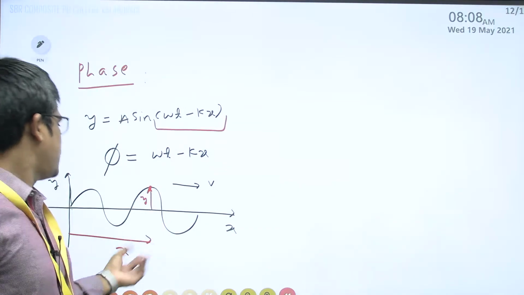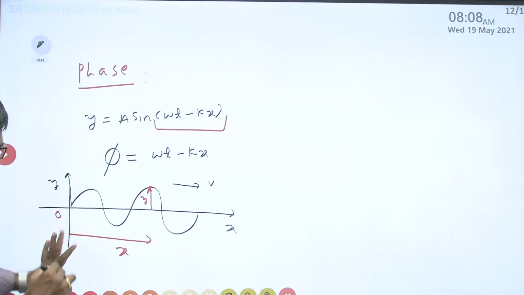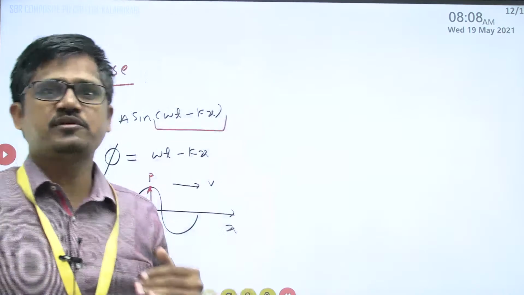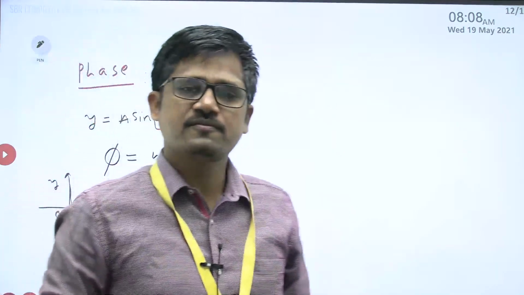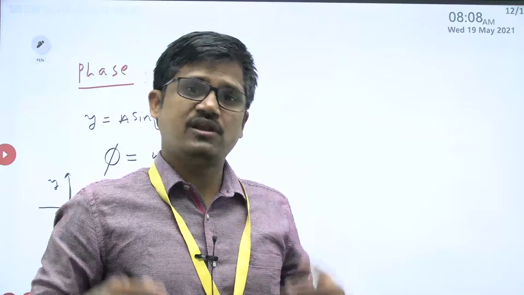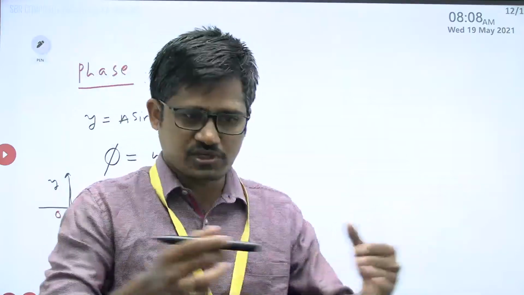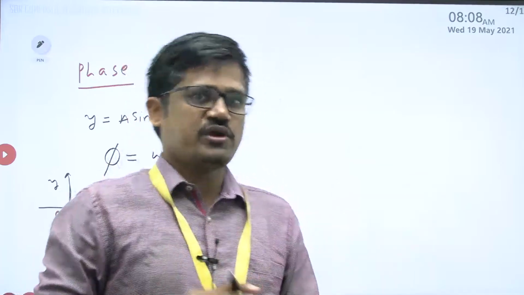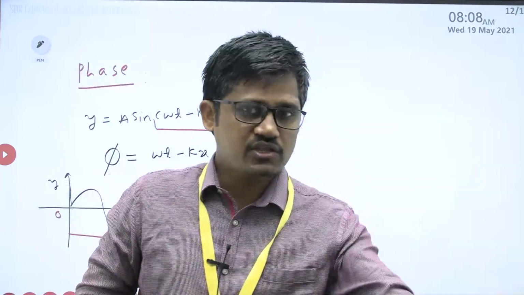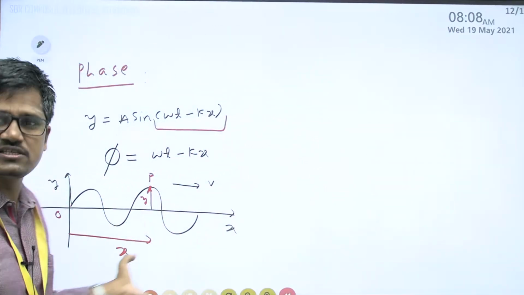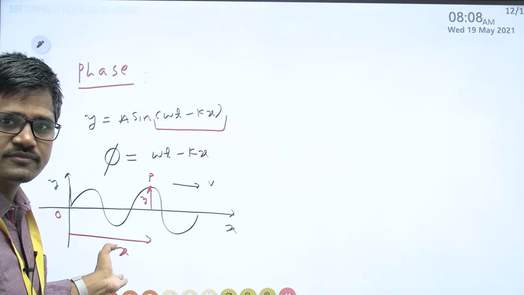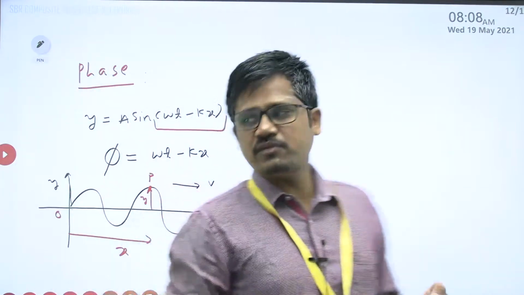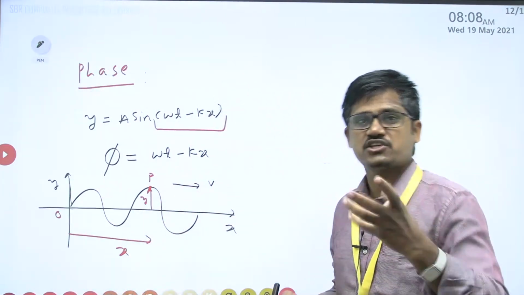Suppose you want to know, x distance away from the origin, x distance away from this particular particle P, where it is, how much away from the mean position, y distance away from the mean position, right or not? And not only y, not only the position of the particle with respect to the mean position, you will even come to know the direction of motion of that particle, whether it is going up. It means phase gives you, at a chosen x distance away, right? That particle is how far away from the mean position and in which direction at that point of time.